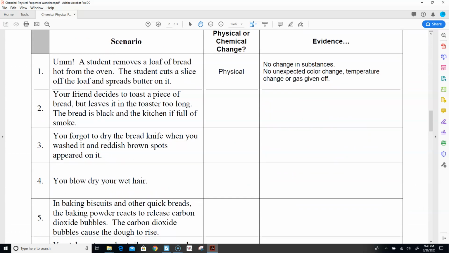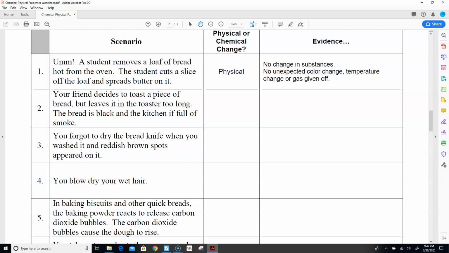Okay, for this next part, we're looking at reading some different scenarios and telling us if you think these are chemical or physical. Okay, so it says your friend decides to toast a piece of bread and leaves it in the toaster too long. Bread is black, kitchen's full of smoke. It's going to be chemical, okay, because you have a change in color. It's giving off smoke. You can't undo it.